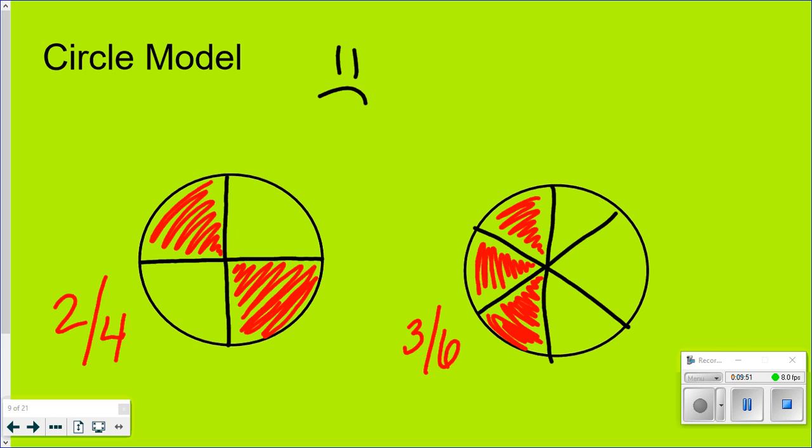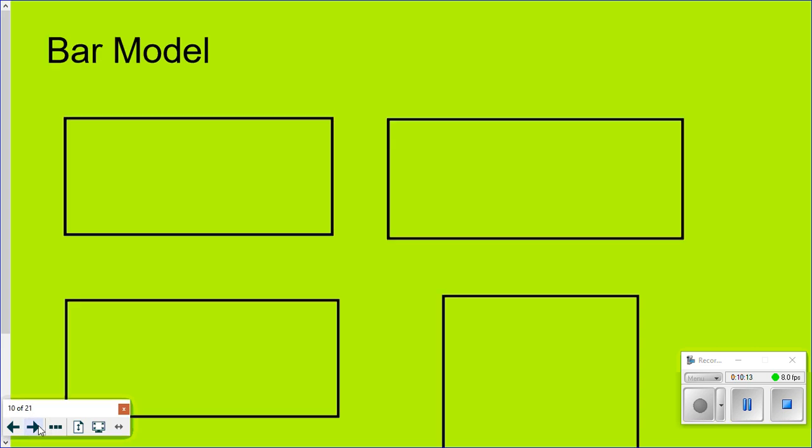So circle models are okay. I'm okay if you are splitting a pizza and you want to use a circle model because pizzas come in circles. That's fine. But I would prefer your go-to model, not the other one. So that brings us to our next model, which is my favorite. Square model. And these are bar models, square models, rectangle models, however you want them.